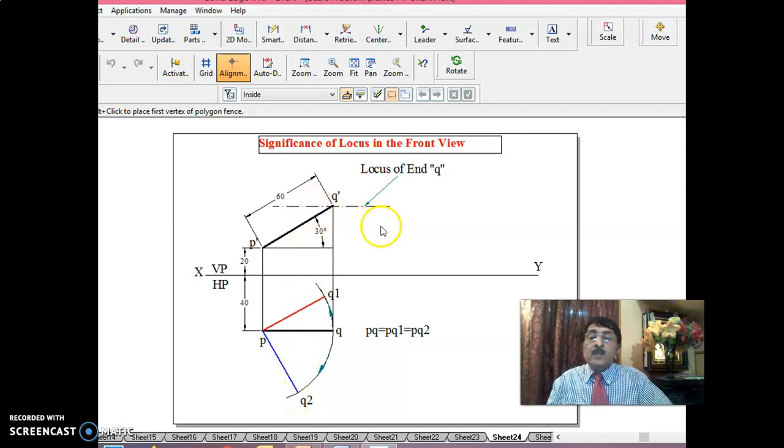In that way, you don't forget, as long as the inclination to HP is constant, with P fixed, if you rotate the line with respect to VP, two things you observe: one is the distance of end Q above HP remains the same, and also the length of the top view remains the same. This is a very important observation to be made.